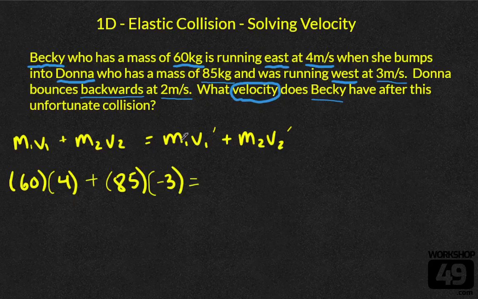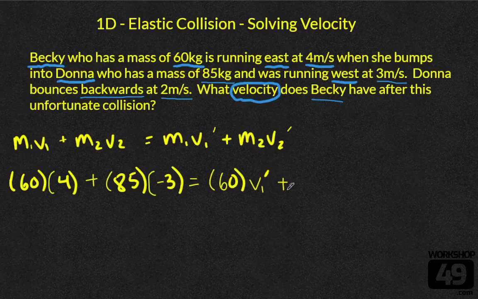This is going to equal m1, once again, back to the mass of Becky, 60. v1 prime. This is where my students ask me, what does this little apostrophe mean? This prime symbol means after some event. In this case, the event in question is Becky and Donna colliding. So what we're looking for is the velocity of Becky after they collide. So we're just going to leave that as a variable and keep going.